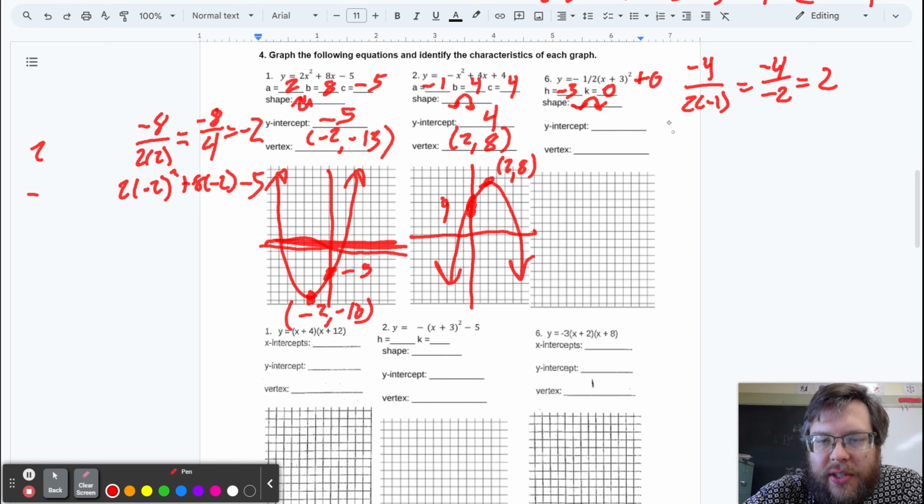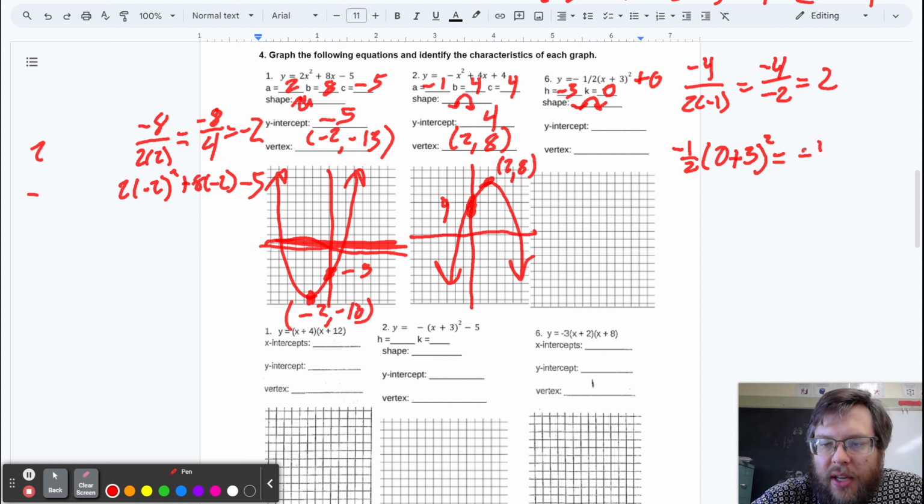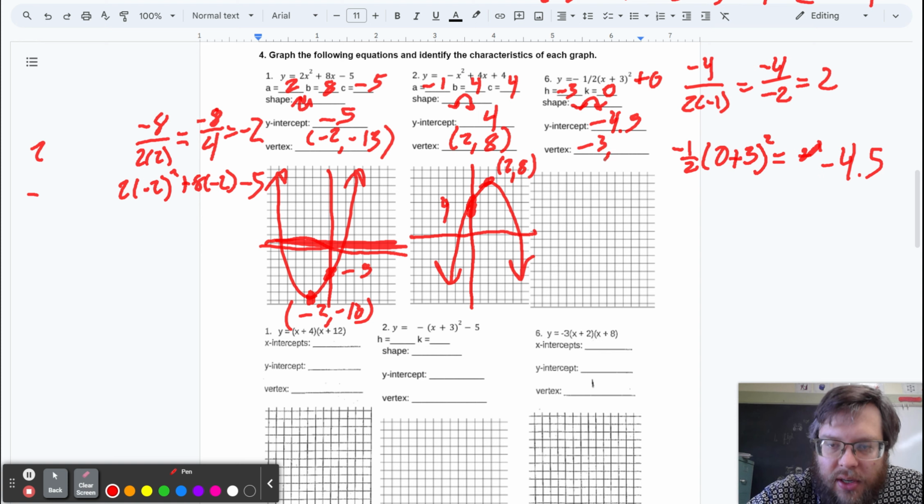The y-intercept I get by plugging in x equals 0. That is always how you find the y-intercept. No matter what type of equation you have, you plug in x equals 0 and you get the y-intercept. If you type that in, you'll get negative 4.5. And the vertex is the h and k, negative 3, 0.